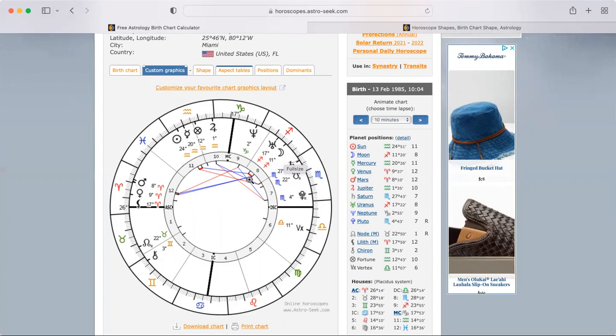Blue lines are more harmonious, soft aspects is what they would call them. The red lines are oppositions and squares. These are what give us more of a struggle, a harder time, or it can be tension within our personality.